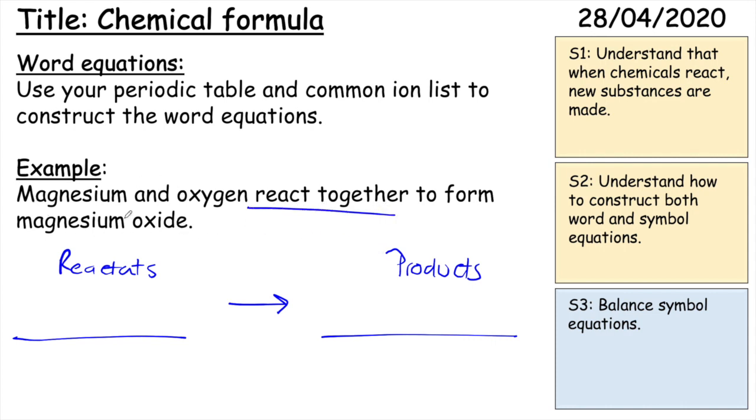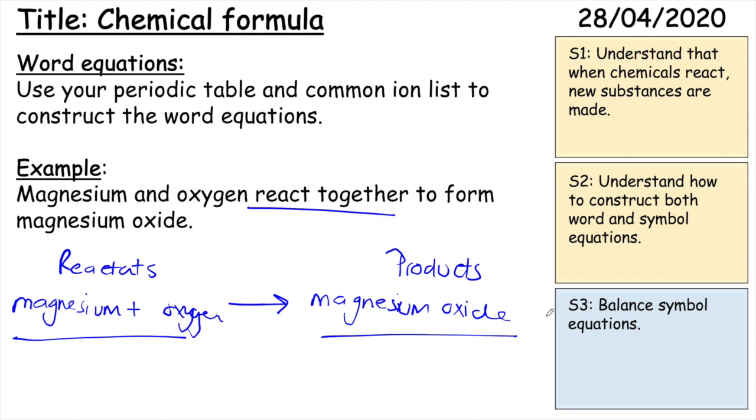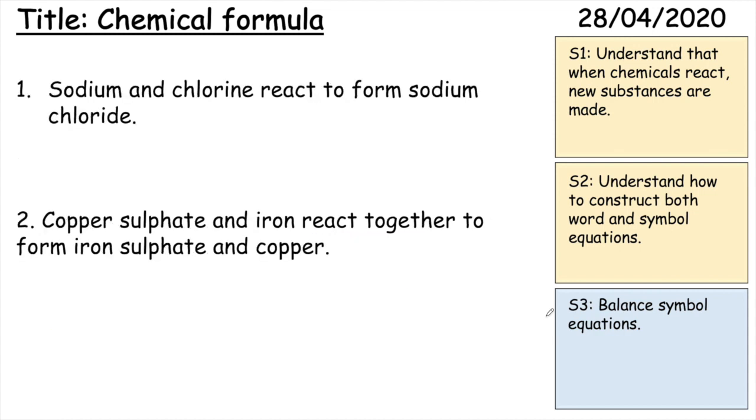So these two things here are what are reacting together. Magnesium and oxygen. The thing that's being formed is the compound magnesium oxide. And that goes on the right. You're going to have a go at some of these now. There's two here, so pause the video and then unpause it to reveal the answers.